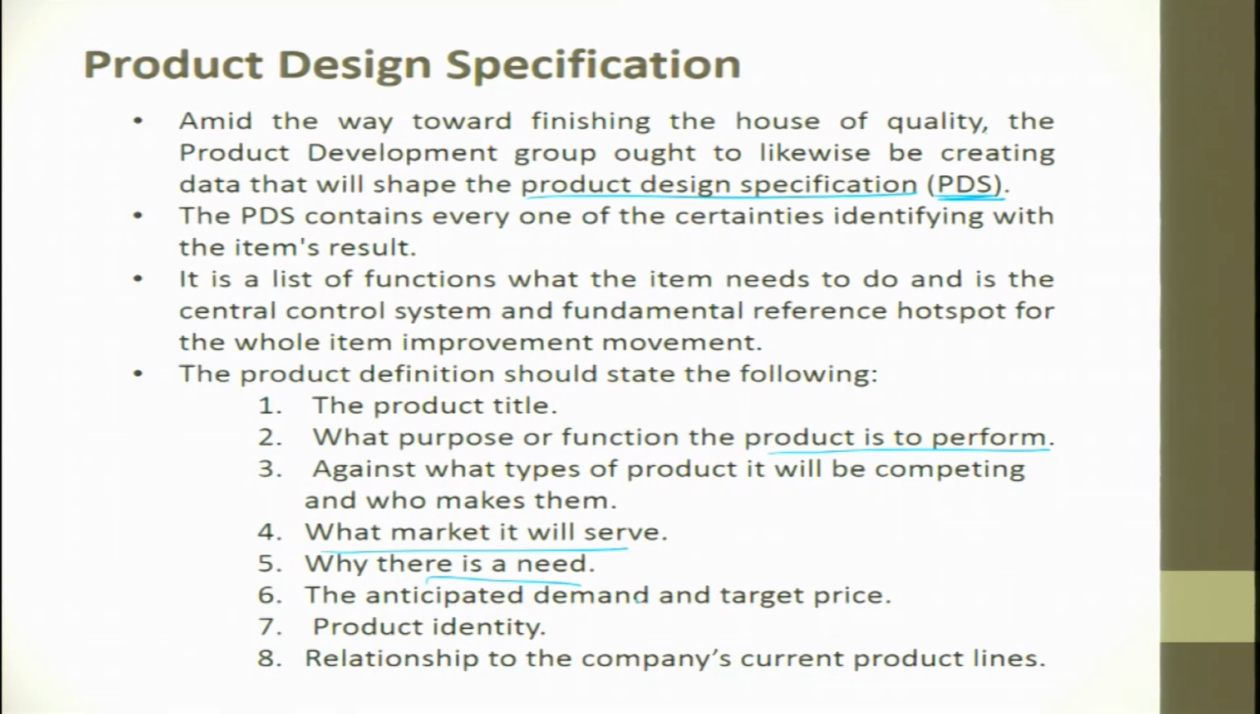Okay. The anticipated demand and the target price, this also you should know, as well as the product identities and the relationship of the company's current product line with respect to it. For example, it is interesting, you take Tata Motors, Tata as a group. Tata is very famous for iron and steel, Tata Motors. Look at their spectrum, they also make salt, Tata Salt.